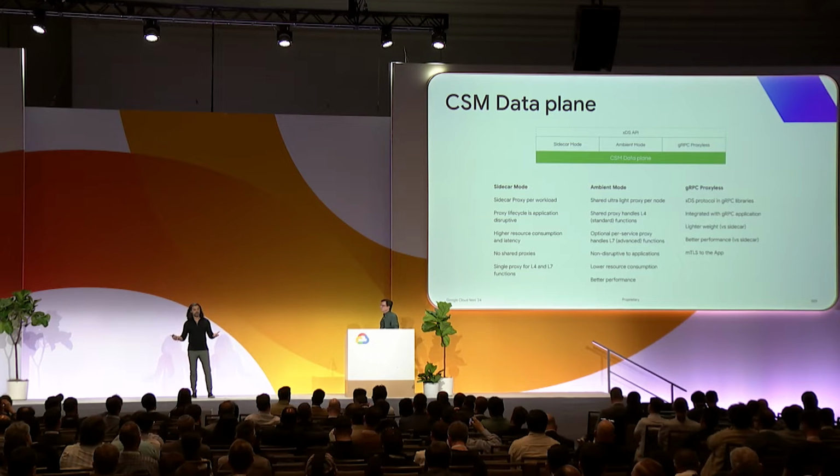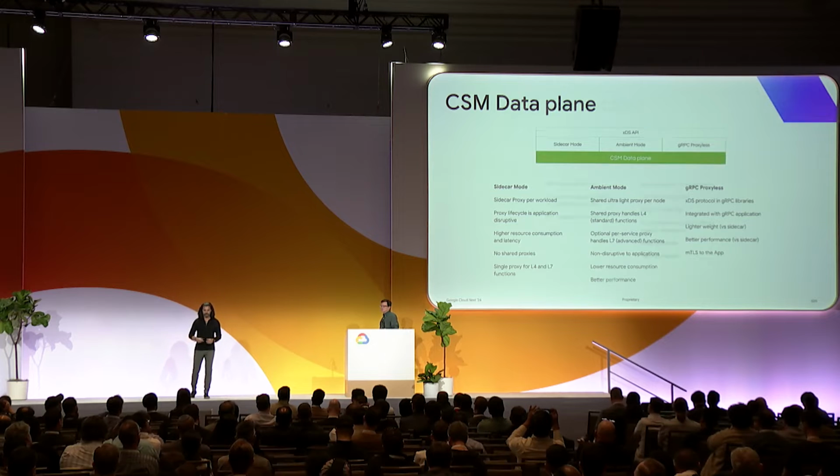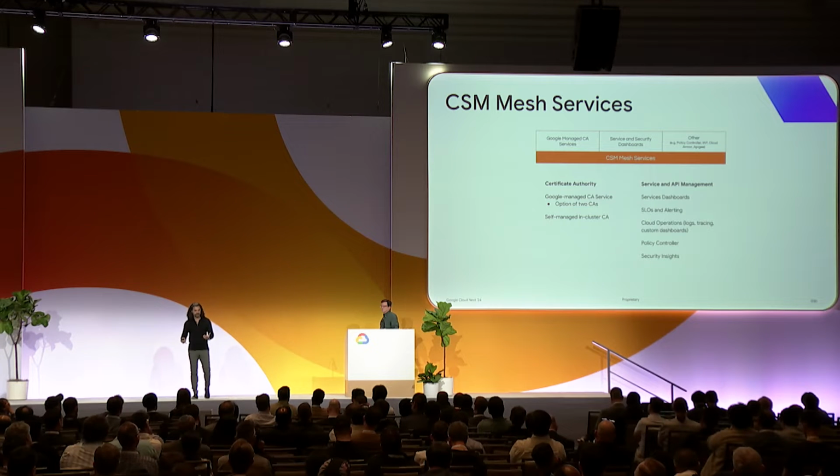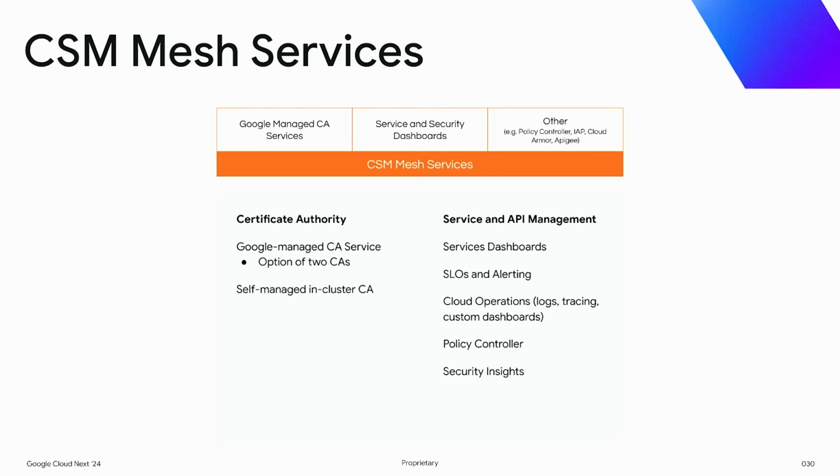It's sidecar-less, and we'll talk a little bit more about how that works. So CSM will support all three. And then from a mesh services perspective, we have managed CA, or managed certificate authority, whether you want us to manage the root on your behalf, so it's fully managed. This is for your workload certificates, or you want to manage the root, so we offer both.